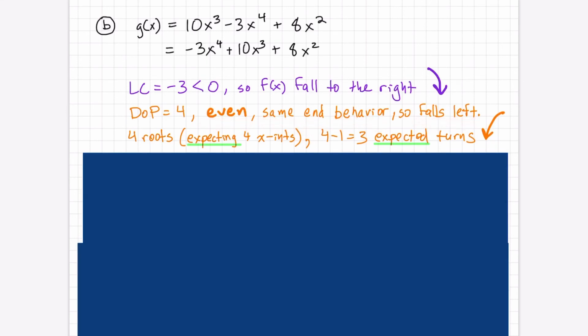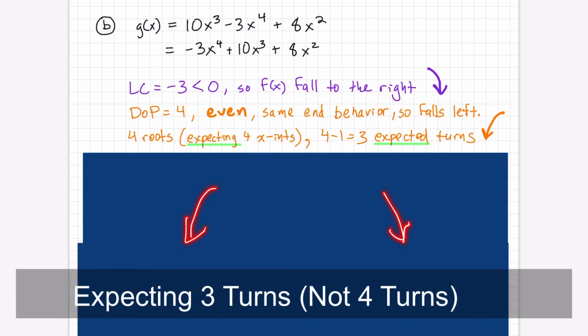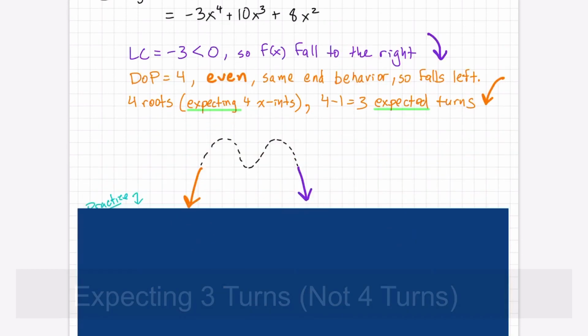And then again, 4 roots, because the degree of the polynomial is 4. And we're expecting 4 x-intercepts, and expecting 1 less than that, 3 turns. All right, so the sketch, we're going to be falling to the right, falling to the left, but we're going to be expecting 3 turns, so it should look something like that. So our polynomial as a quick sketch should look like that.